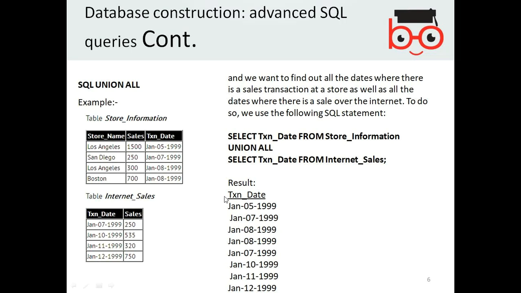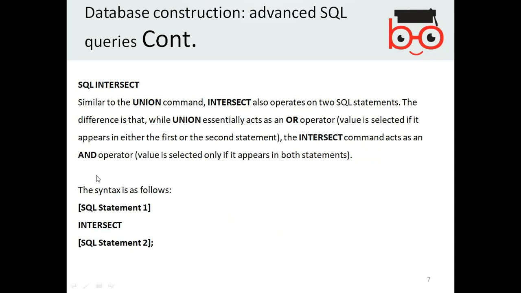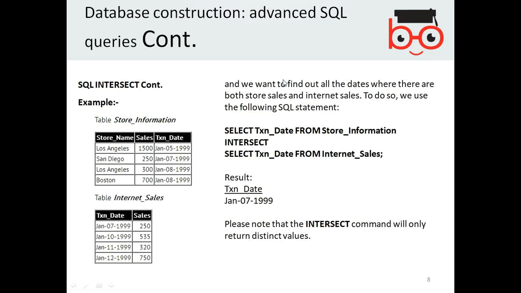So this is another command. Then intersect. Intersect is kind of the opposite of the union. The intersect gives only the matching dates. Like the intersection between this and this is the 7th of January. Select the transaction date or TXN date from store information, intersect from internet sales, and the intersection is the 7th of January.